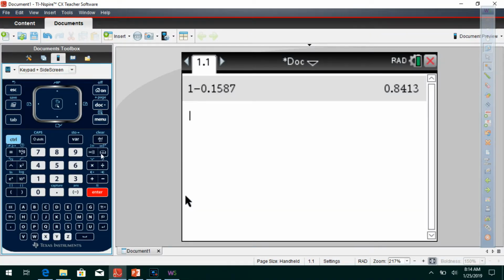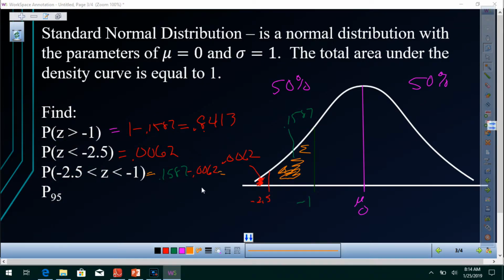And this is using the table. We've got 0.1587 minus 0.0062, and that's 0.1525. Now, here's the thing about the table. It rounds. So the technology will be a little bit different. That'll be due to rounding.